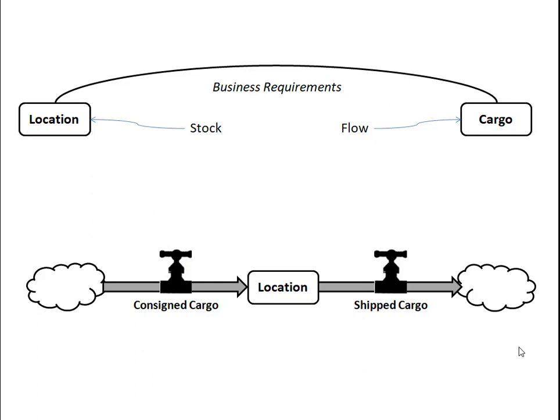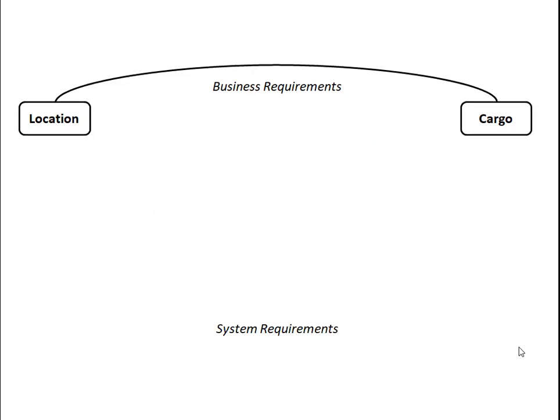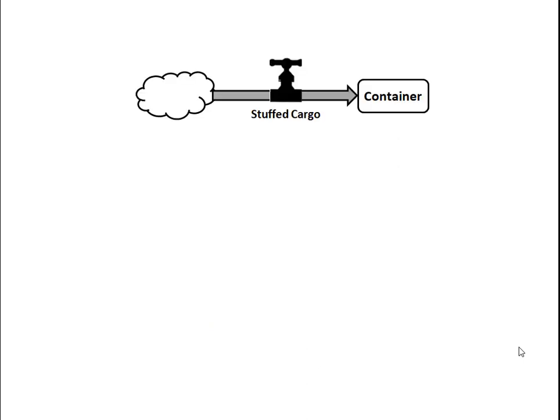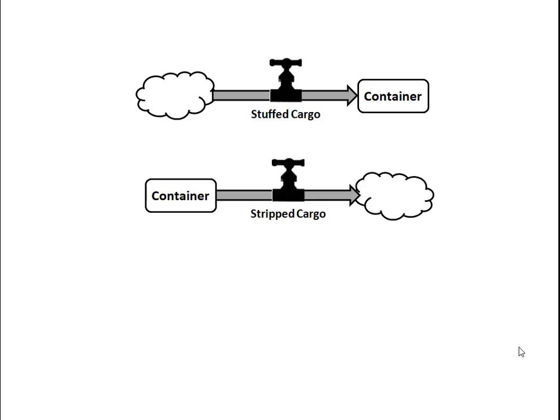But now we want to go to that next level and ask ourselves, what kind of system do we have to have in place to implement and meet those customer requirements? So let's take a look at system requirements. The first is that, implied by the name of our system, we're interested in containerized cargo. So we're very interested in containers. One of our system requirements is that we have to be able to take cargo and put it in and out of containers, which makes the container a stock. So we want to be able to stuff cargo into containers and strip cargo from containers.